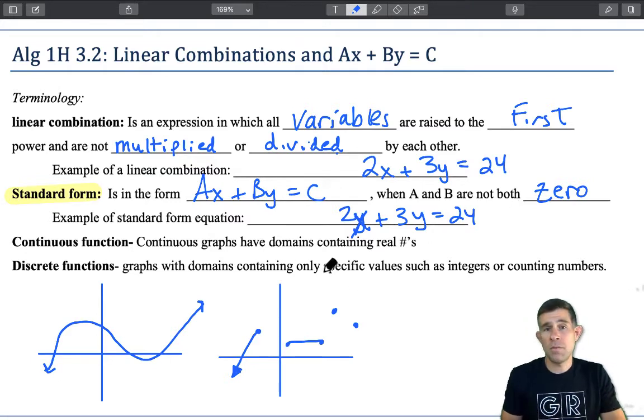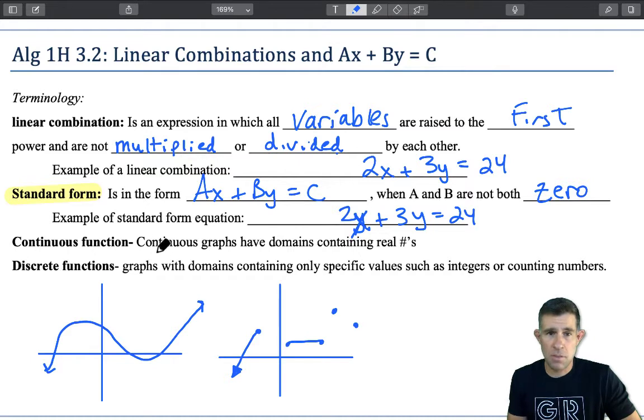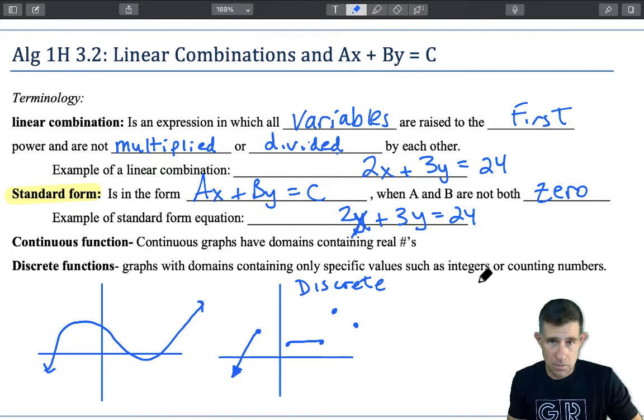A couple other terms that we're going to talk about today are continuous functions and discrete functions. Now remember, continuous graphs have the domain of all real numbers. If we were to take this graph here, this solid line, and compress it on the x-axis, or our domain, it would be all real numbers. Whereas over here on the right-hand side, this is an example of a discrete graph. Discrete have only domains that contain specific values, such as integers or some counting numbers.